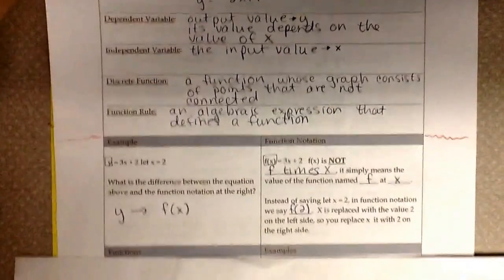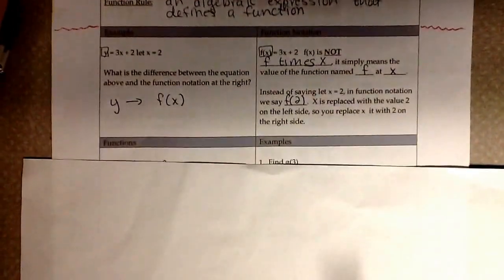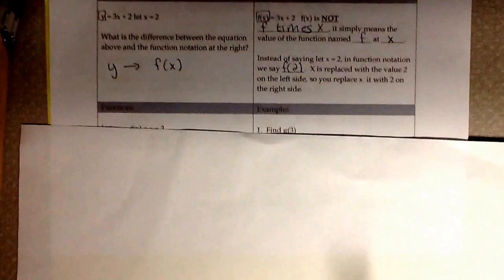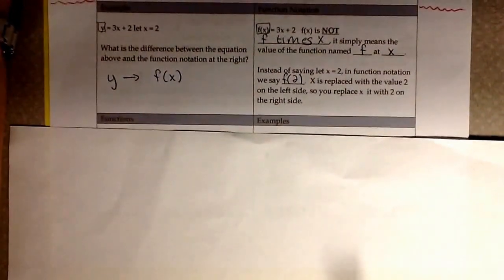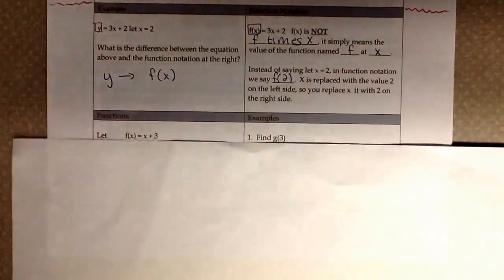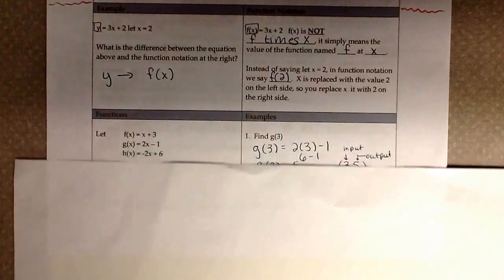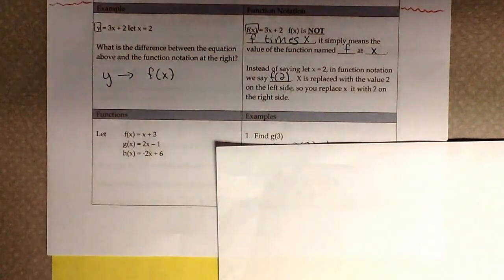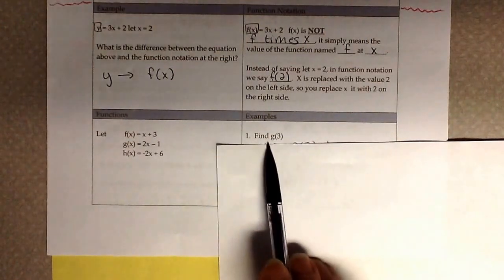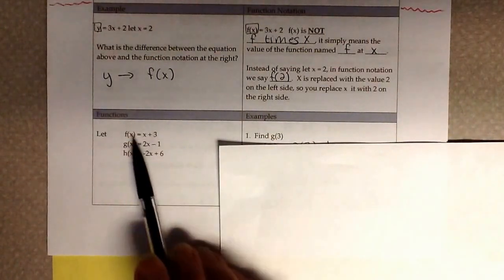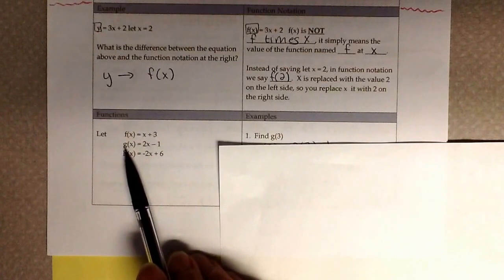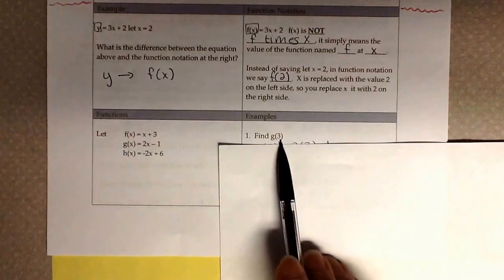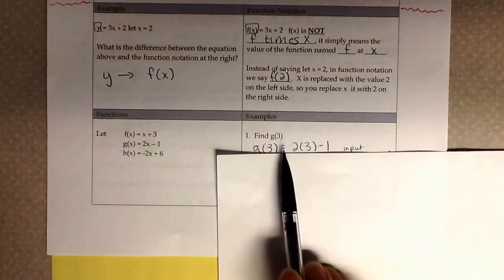All right, let's do some examples here. And you might say, well, why do you have to use f of x? Well, that allows us to list several different functions. So here on the left-hand side, I have 3 different functions. If I say find g of 3, that means I'm going to look over here, find the function that is called g, and I'm going to substitute 3 in wherever I see an x.